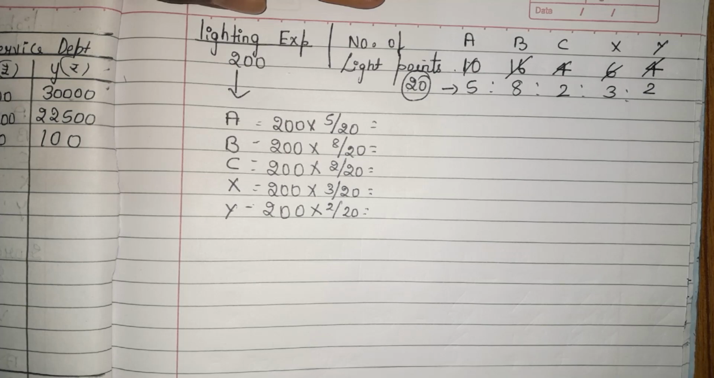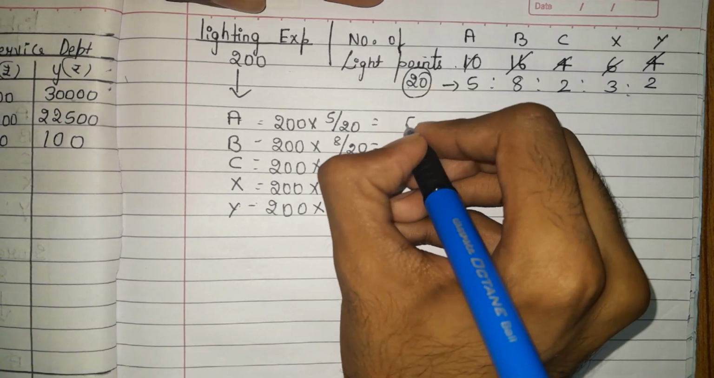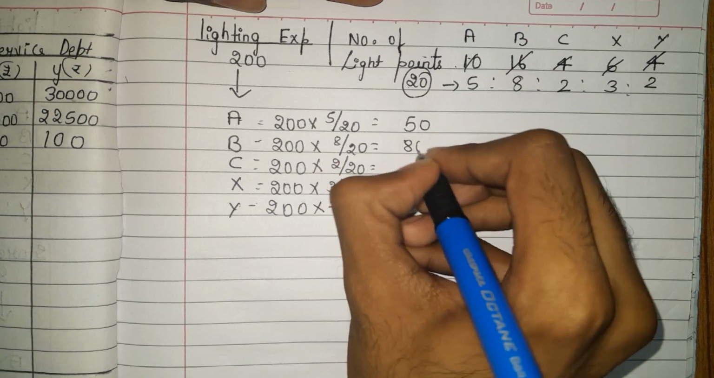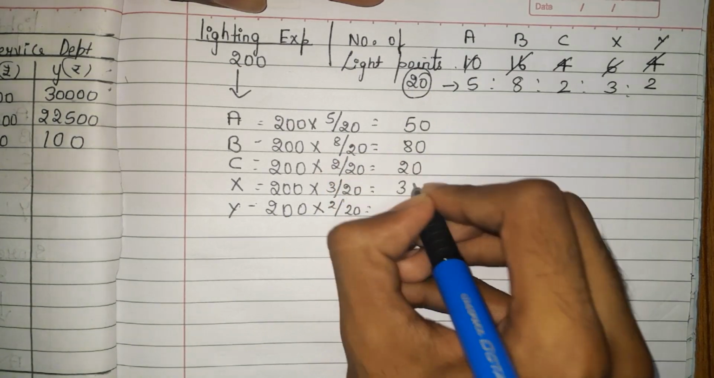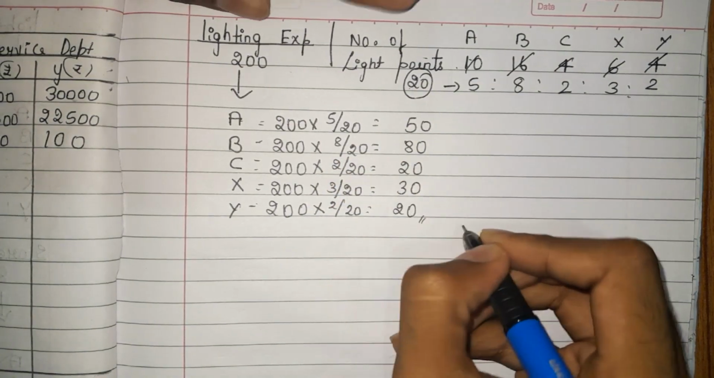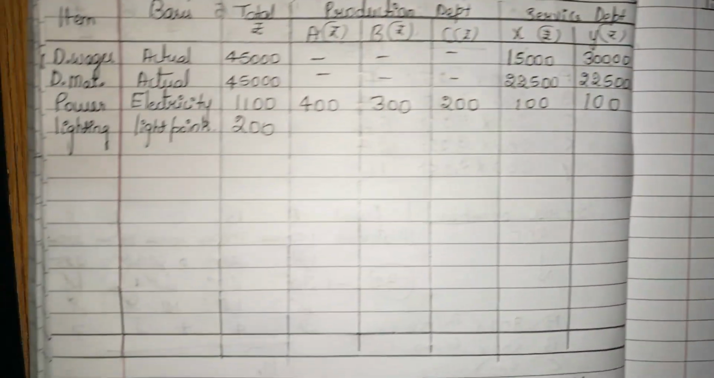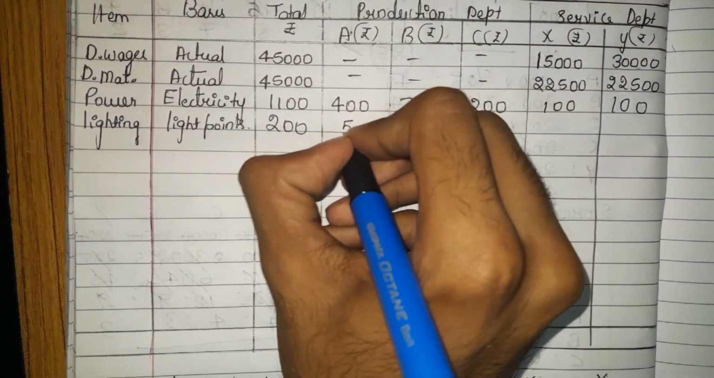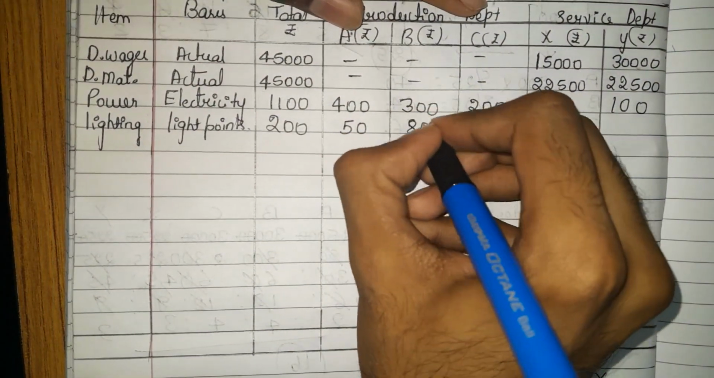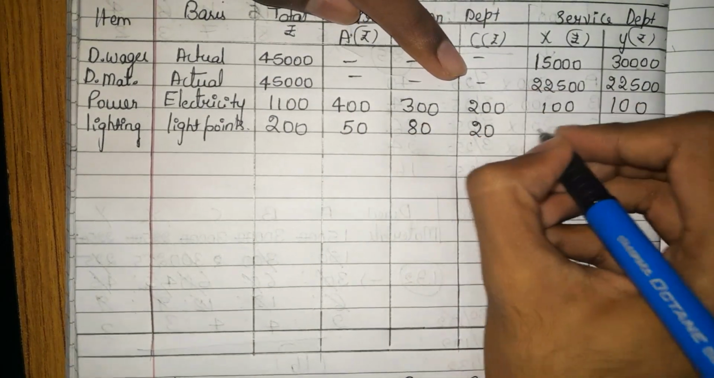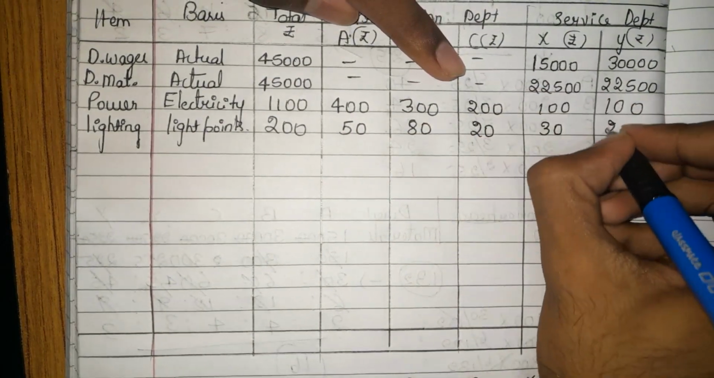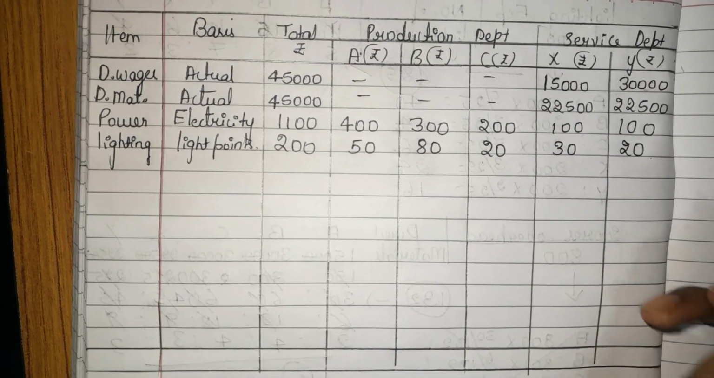So 200 into 5 divided by 20, it will be 50 rupees. Here it will be 80 rupees, 20 rupees, 30 rupees and 20 rupees. The same amount we need to write here on this side. So A department 50, B department 80, C department 20, X department 30 and Y department 20.